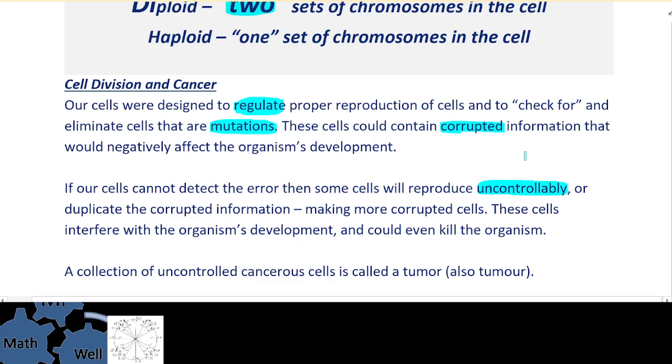Or they will duplicate the corrupted information, making more corrupted cells. These cells interfere with the organism's development and could even kill the organism.